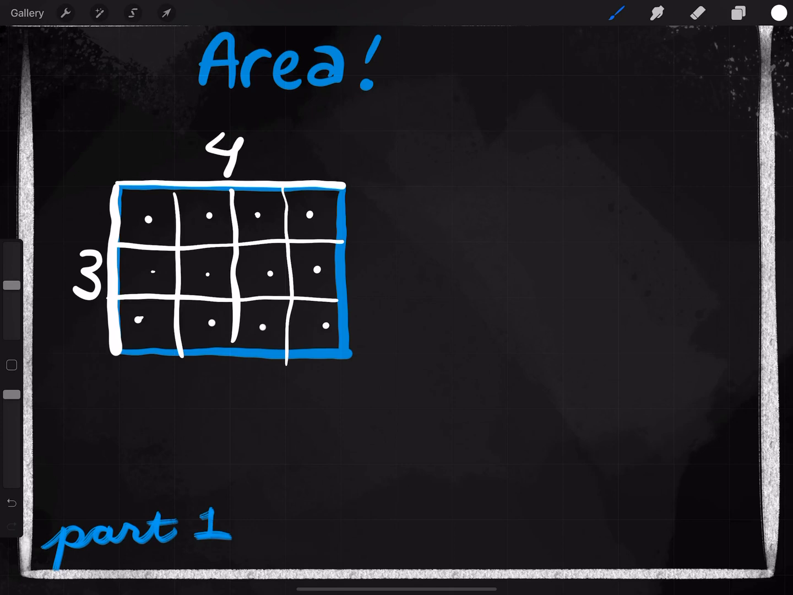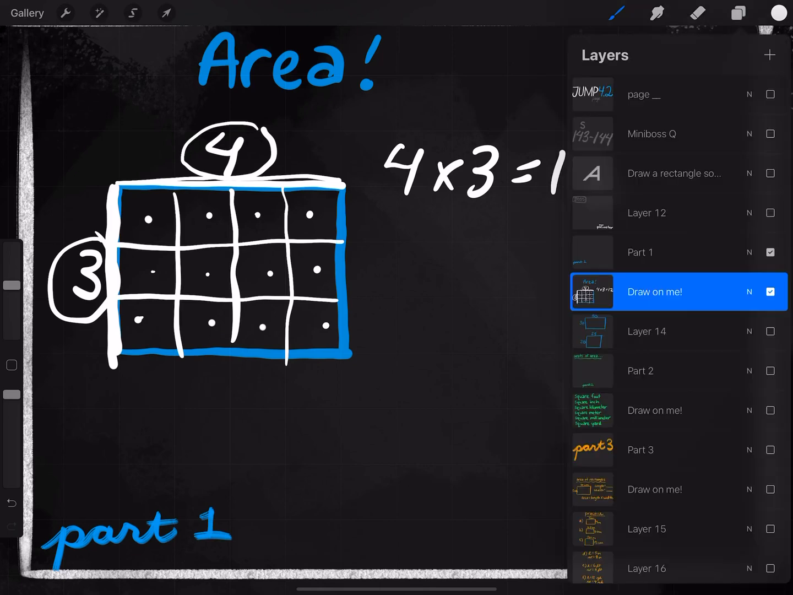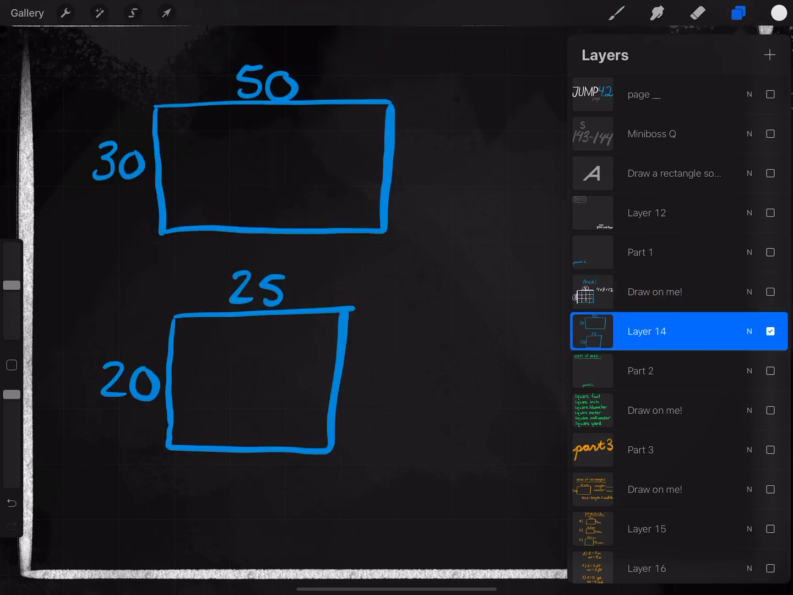As a shortcut, you can multiply the number of squares on this side, 4, times the number of squares stacked up on this side, 3. So 4 times 3 equals 12. So that is our basic area. And if we were in class, we would probably spend some time making our own rectangles. It could be kind of fun, and then finding the area.